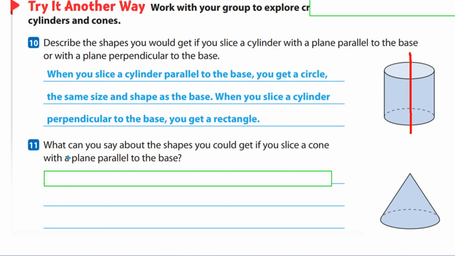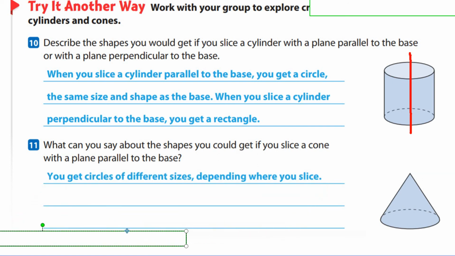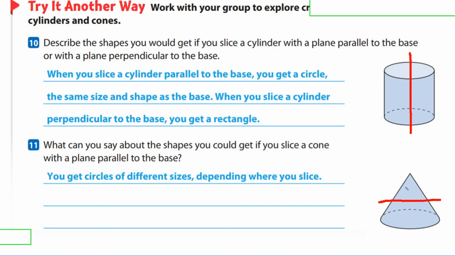Question 11. What can you say about the shapes you could get if you slice a cone with a plane parallel to the base? Well, you get circles of different size depending where you slice. Watch this. So the base is a circle. If you slice it here, it would be a different size circle than if you slice it there, but it'd still be a circle.